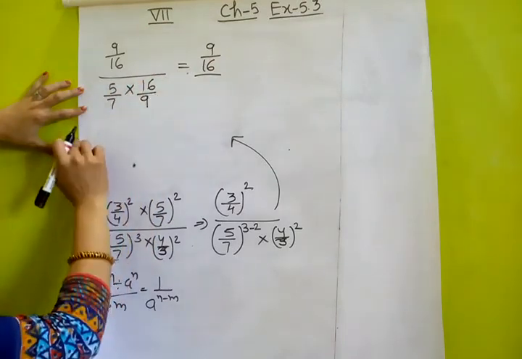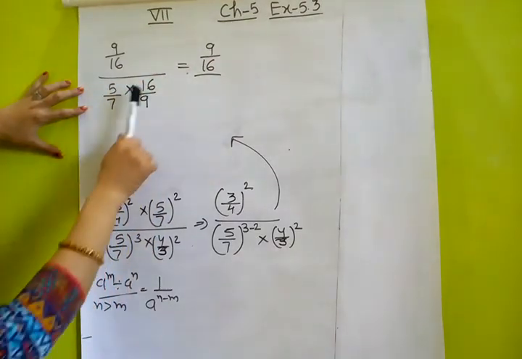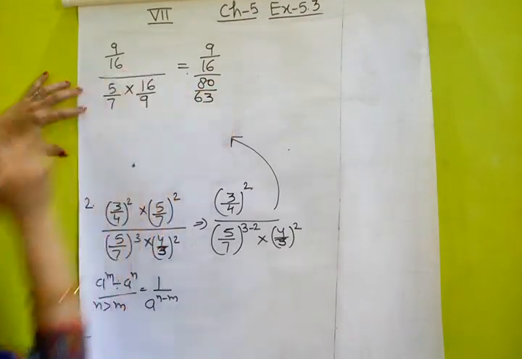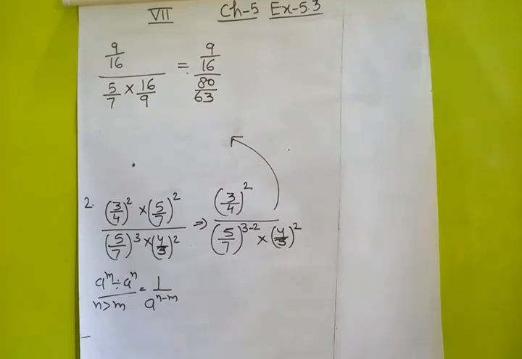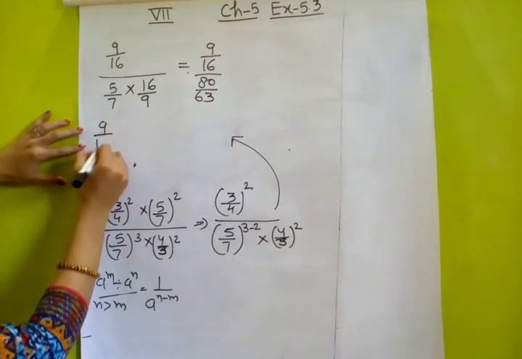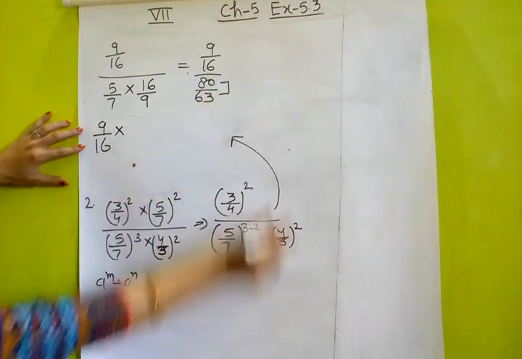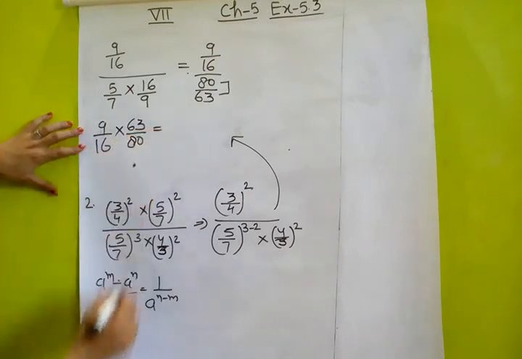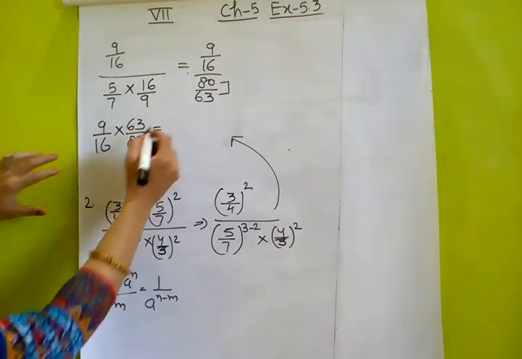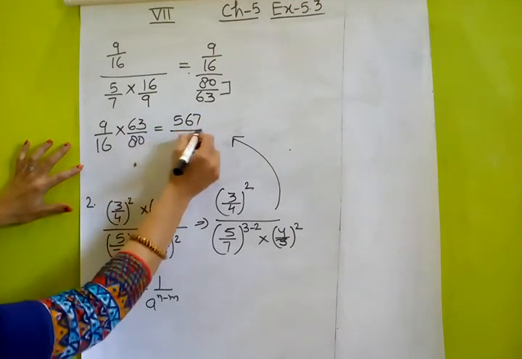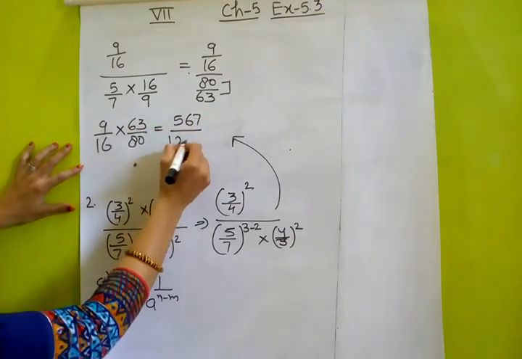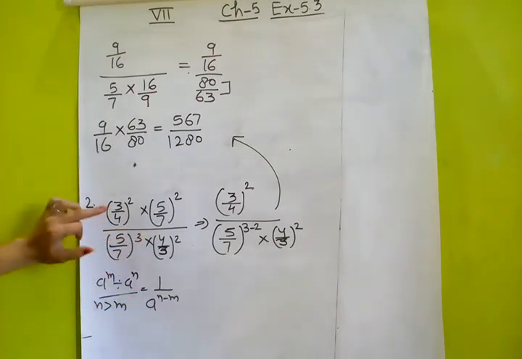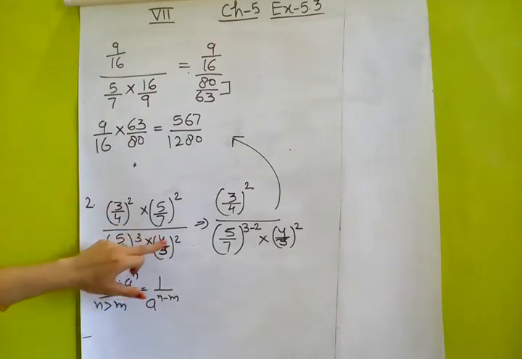We can now multiply because they cannot cut each other. So 16 fives are 80 and 7 nines are 63. Now students, what you can write, 9 upon 16 and this 80 upon 63. It will be reciprocal, 63 upon 80. Okay students, and now when you multiply, students, it will be 567 upon 1280. It will be your answer. Okay students, so there 4 upon 3 is given, 4 upon 3 square.